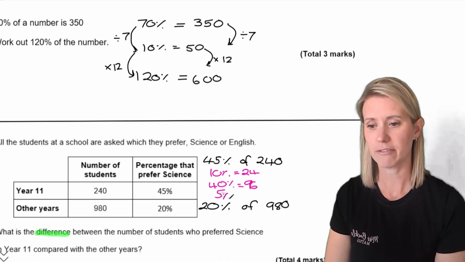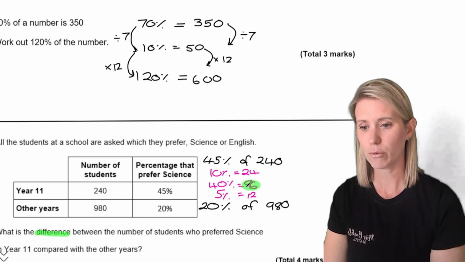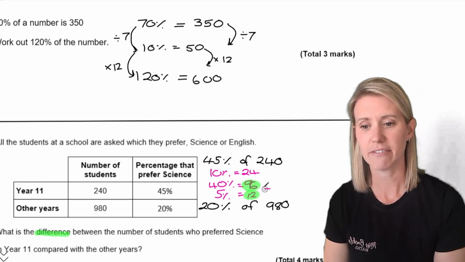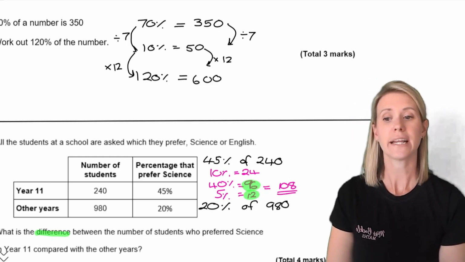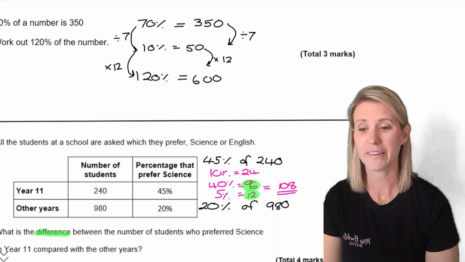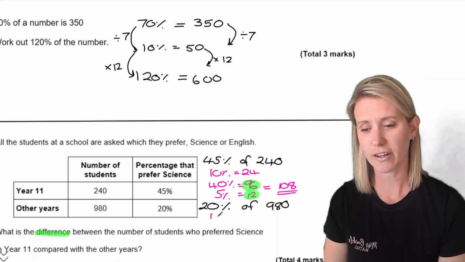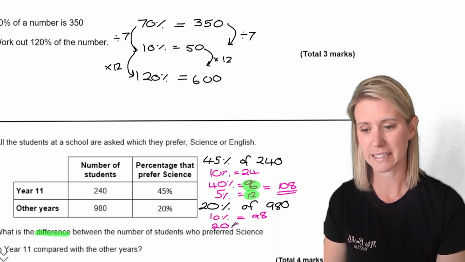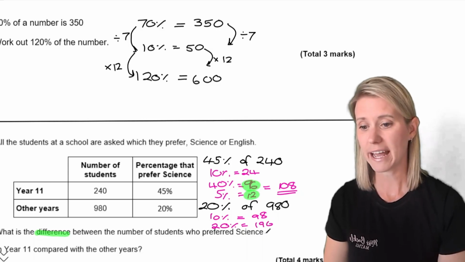5% is half of that 10%, so that's 12. And then we need to add together the 40% and the 5% to get that total answer, giving us 108. So 108 people in year 11 preferred science. Is that bigger or smaller than 20% of 980? We need to calculate that difference. 10% of 980 is going to be 98, therefore 20% is going to be 196. Right, now we can compare them.